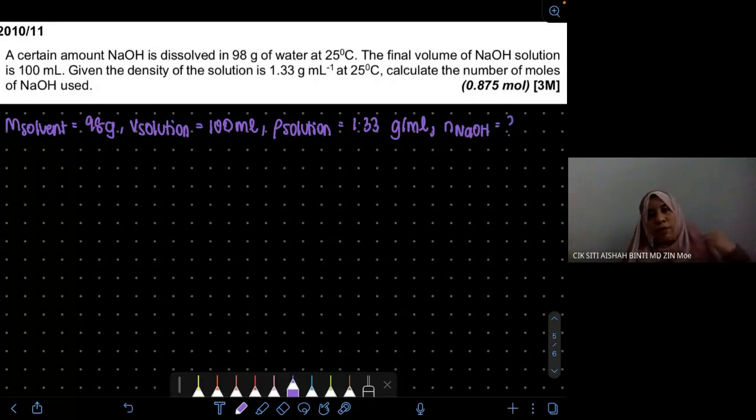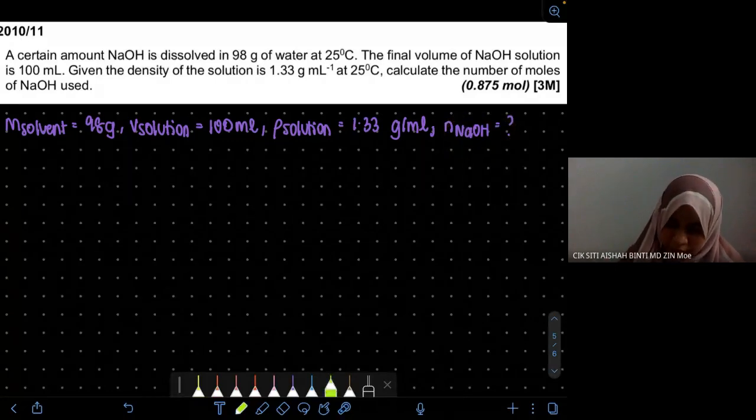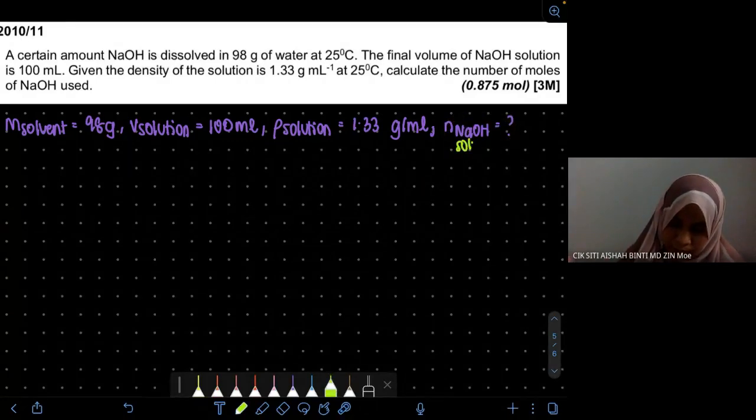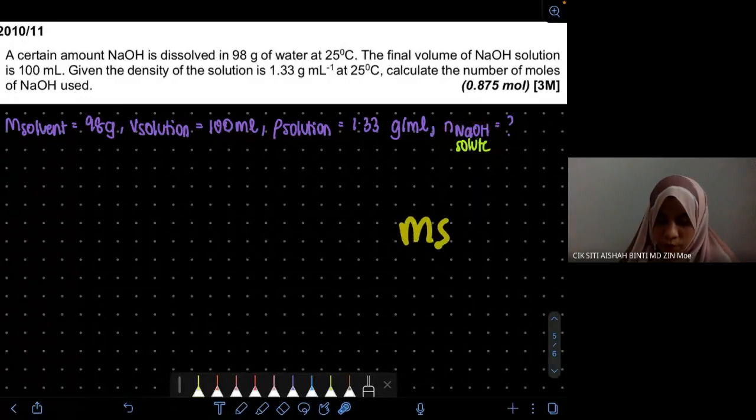So the question asks for what is the number of mole of NaOH? Usually number of mole of NaOH ni dia nak kata yang certain amount of NaOH ni itself lah. Sebenarnya yang ini kita punya number of mole of our solute. This is actually NaOH ni yang solute kita lah. So how to find out the number of mole of solute? Sebenarnya kita kena tahu daripada mass of solute.